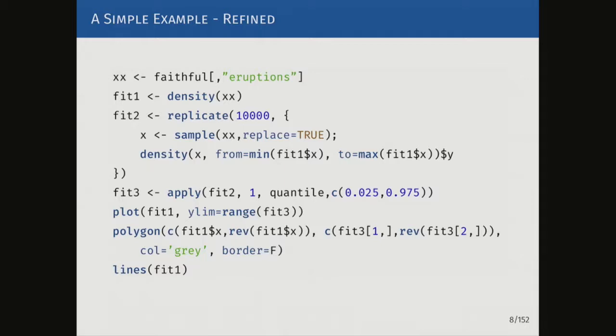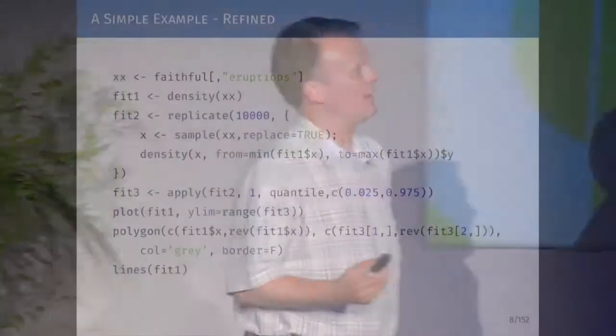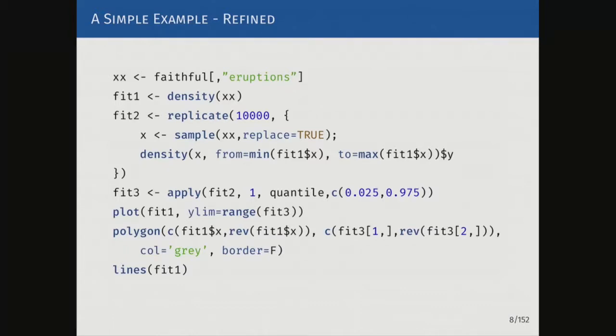So what we're doing here is we're shuffling the original data set with replacement. We're then recalculating the density, parameterized with the minimum and maximum of this first initial fit so that we have a proper grid on which to operate, and we're extracting just the Y column, the estimated density, because the grid on which we fit we held constant over the 10,000 replications. Having stored these 10,000 Y vectors in fit2, we then invoke the quantile function to get 2.5% and 97.5% coverage in the tails out of this, and we plot this.